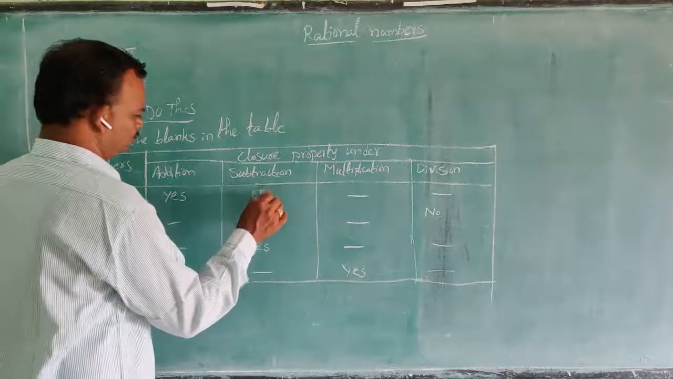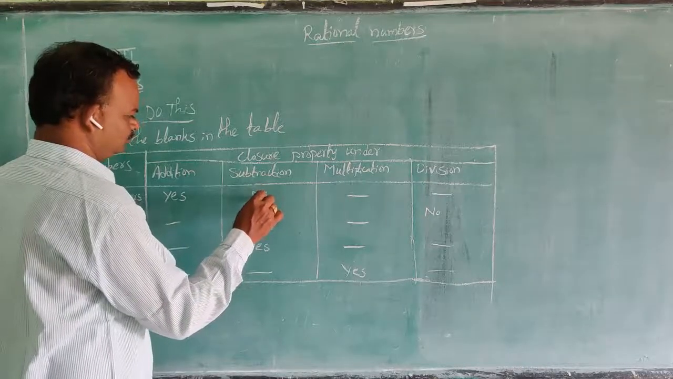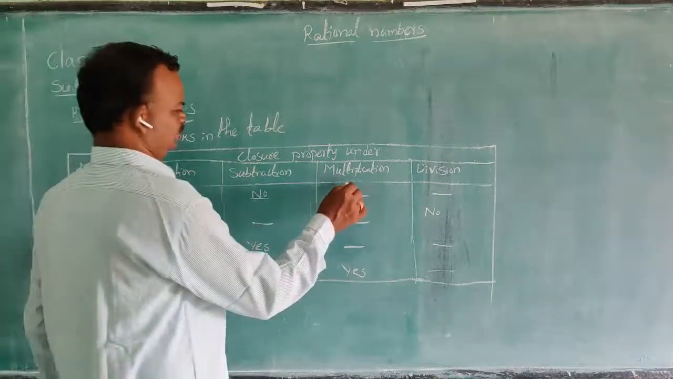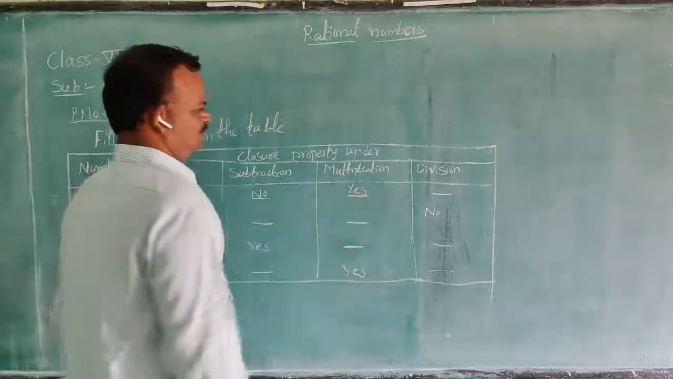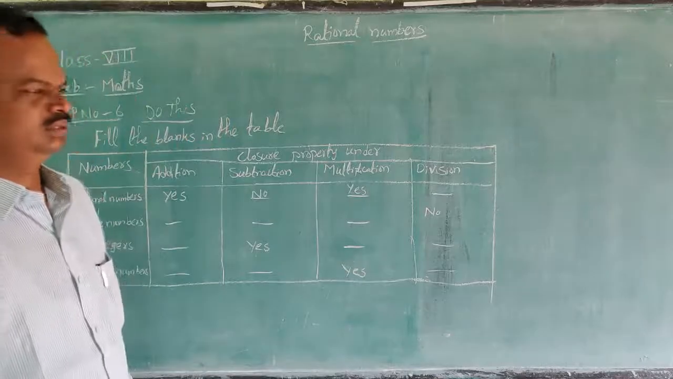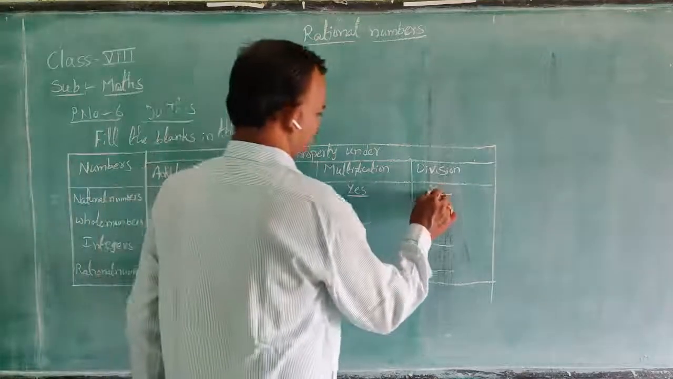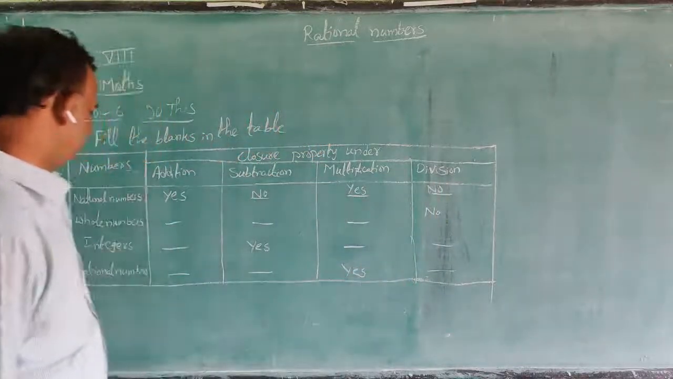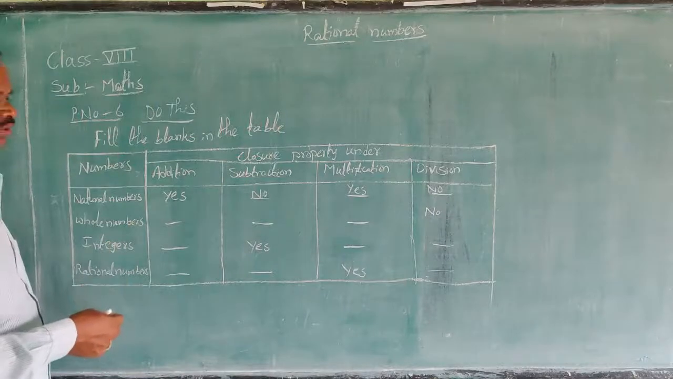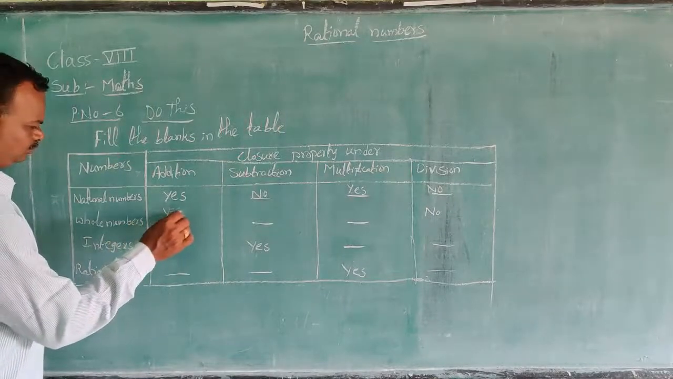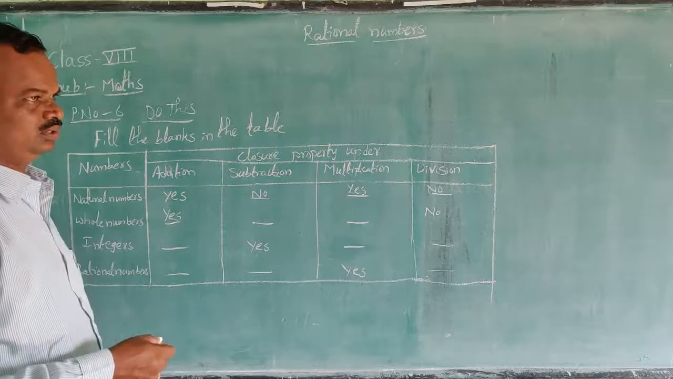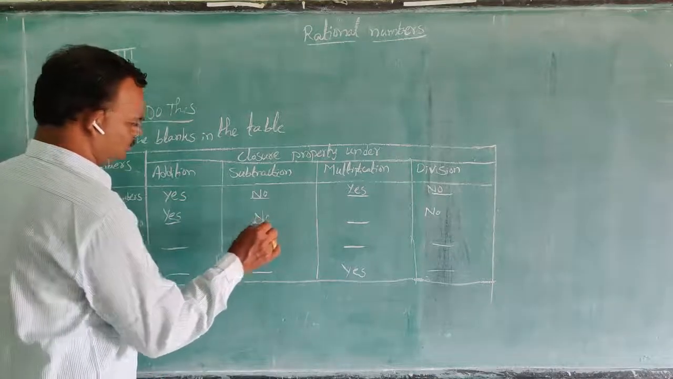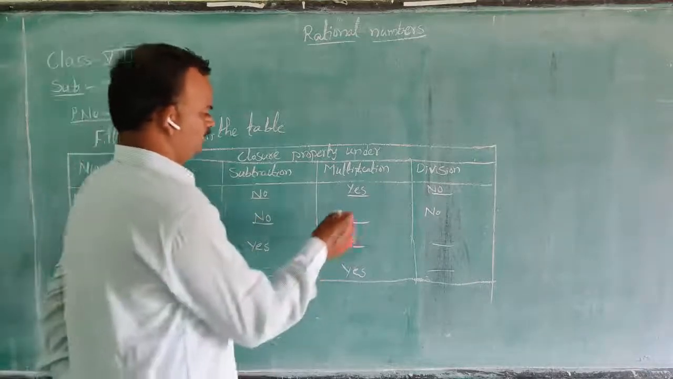So, no. Multiplication: 2 times 3 is 6. Yes, it is a natural number. Next, division. 2 by 3 is not a natural number, so the answer is no. Next, whole numbers. 2 plus 3 is equal to 5. Yes. 2 minus 3 is equal to minus 1. That is not a whole number, so this is no. 2 into 3 is equal to 6. Yes.